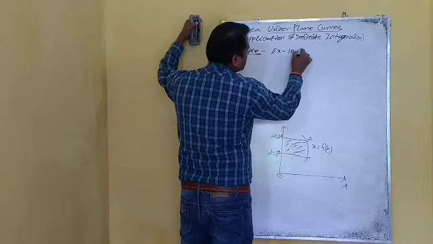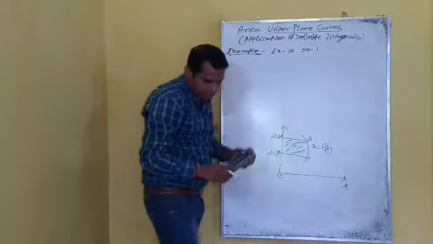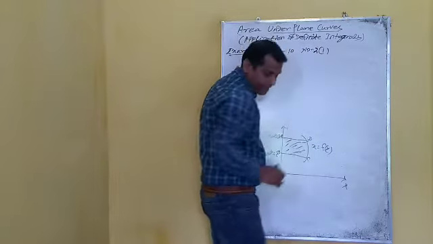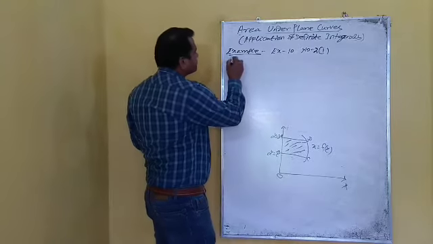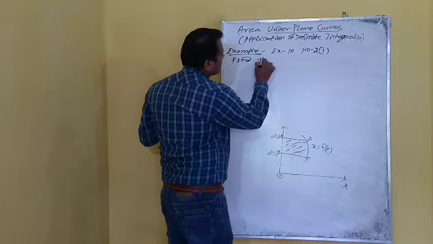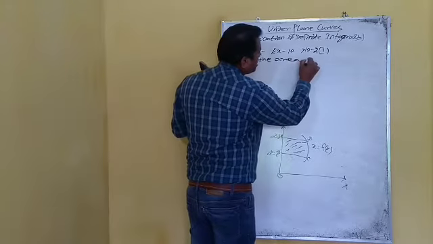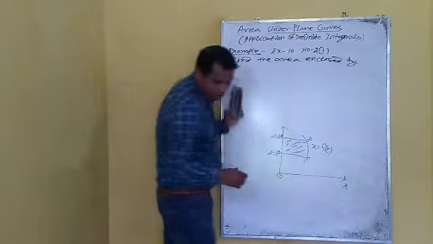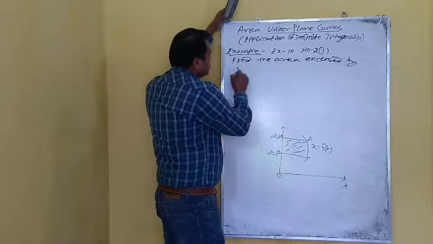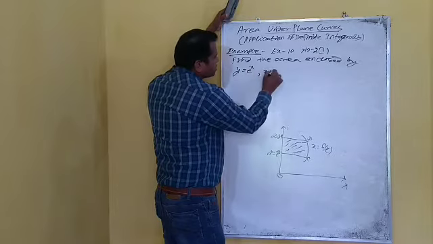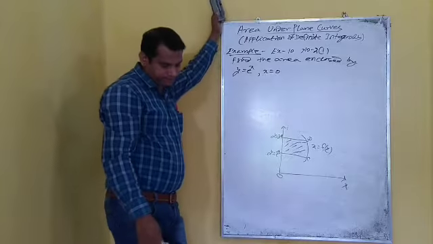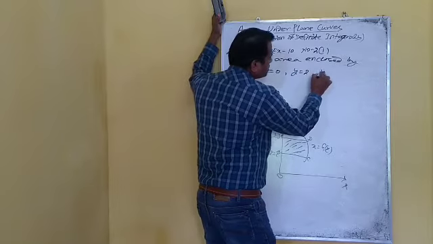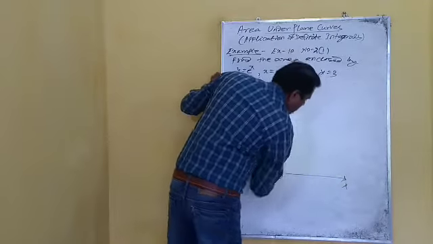Exercise 10, number 1, number 2. Number 2, find the area enclosed by the curve y is equal to e to the power x, x is equal to 0, that means the y axis, y is equal to 2, y is equal to 3. Okay, now answer.